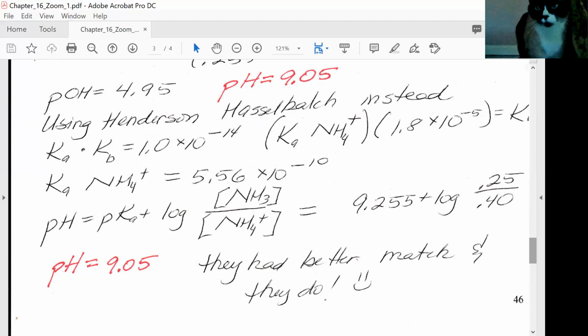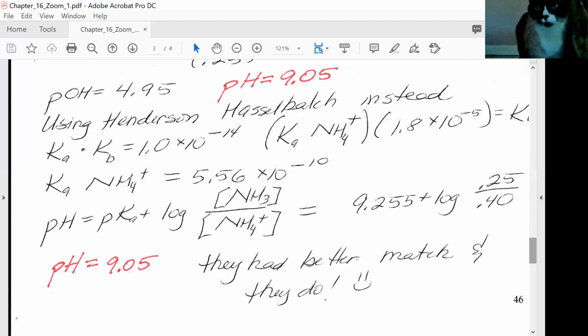So we solve for Ka of ammonium ion. We get 5.56 times 10 to the minus 10. We can take that and get our pKa. And then now, since we have our pKa, we can use the Henderson-Hasselbalch equation. pH equals pKa plus log. In this case, our acid is ammonium ion. Remember, the acid goes on the bottom for our Henderson-Hasselbalch equation. And the top is our base, NH3.